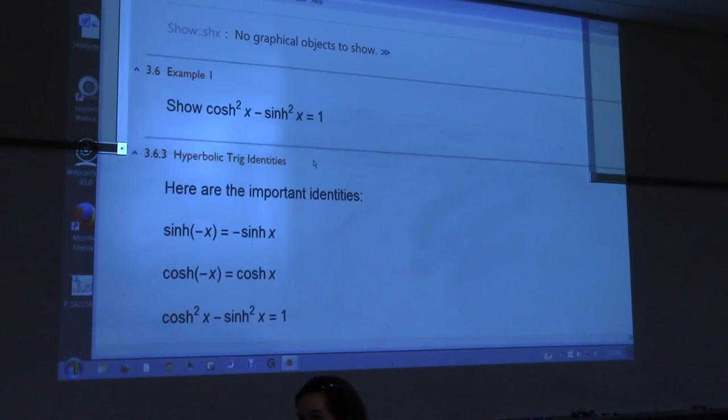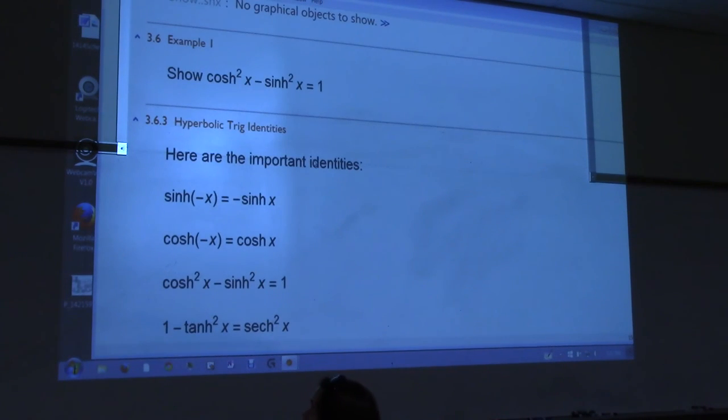All right, so the first example here is I'd like for us to be able to show this identity. So we want to be able to show this identity.